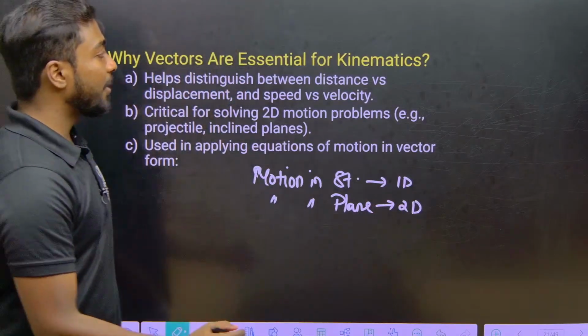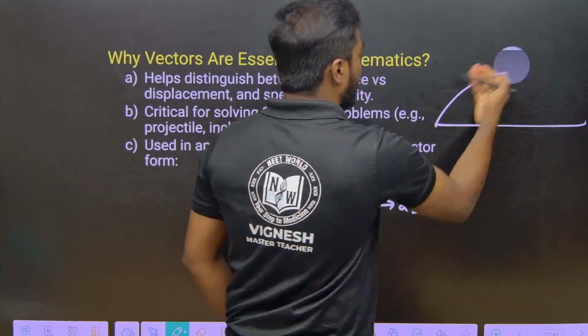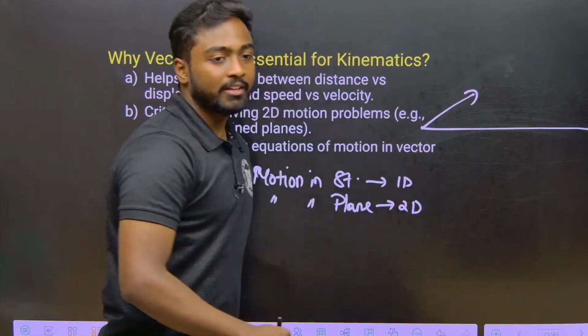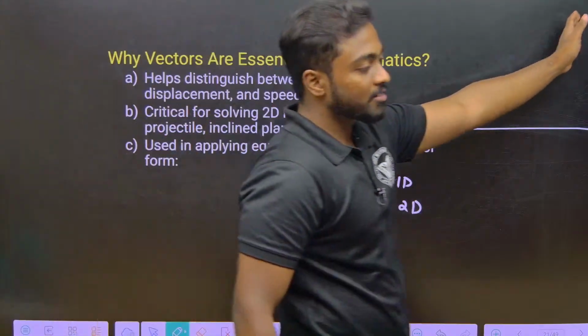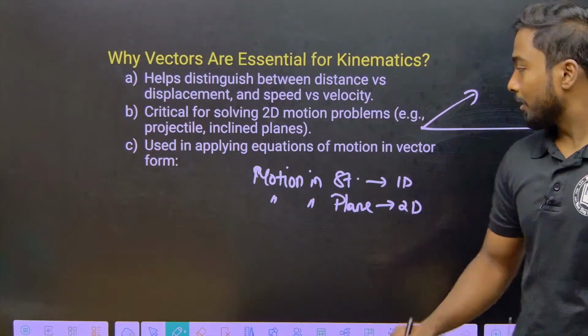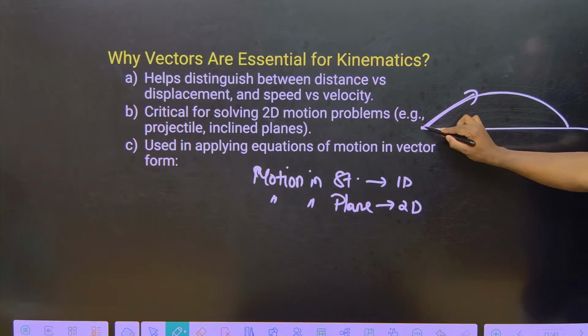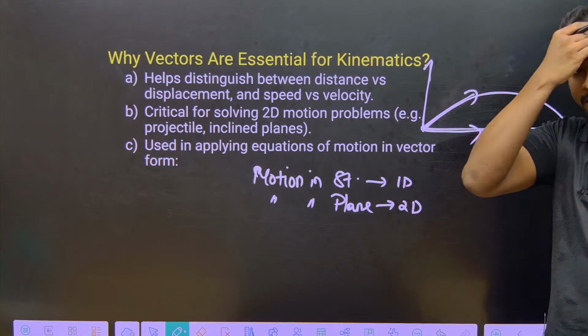For example, if I try to project some object, this is the surface, I am projecting some object. What is the direction of that? Will it go in the same direction or will it come down? It will come down. So this is my direction, so I should consider both the y axis as well as the x axis. In this case, the vectors are useful.